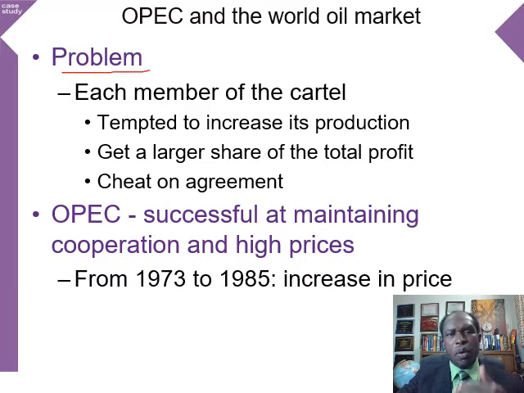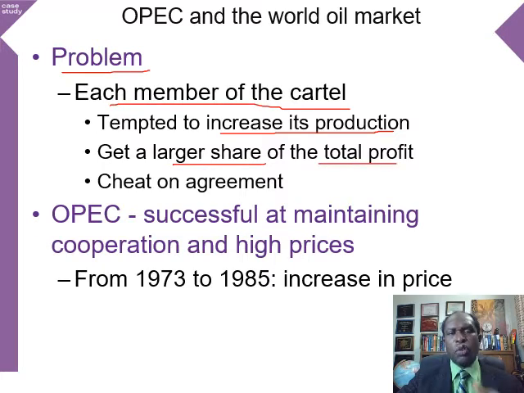The problem OPEC ran into was that each member of the cartel attempted to increase its production in order to get a larger share of the total profit. So they were cheating on the agreement. OPEC was successful at maintaining cooperation and high prices from 1973 to 1985.